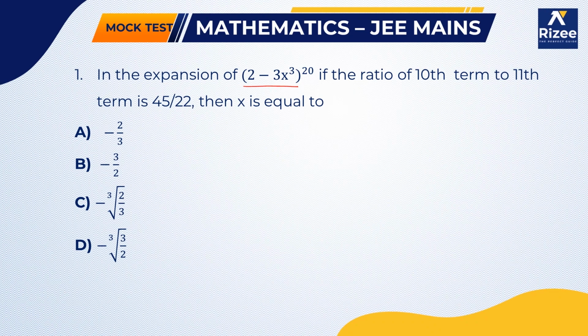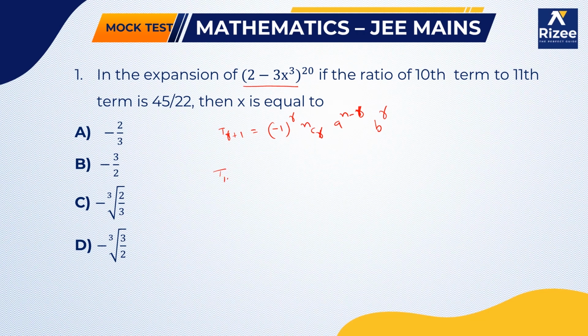First of all, we are asked for the 10th term. What is the formula of the rth term? T(r+1) equals (minus 1) whole power r, nCr, a power (n minus r), b power r. This is the formula for the rth term.